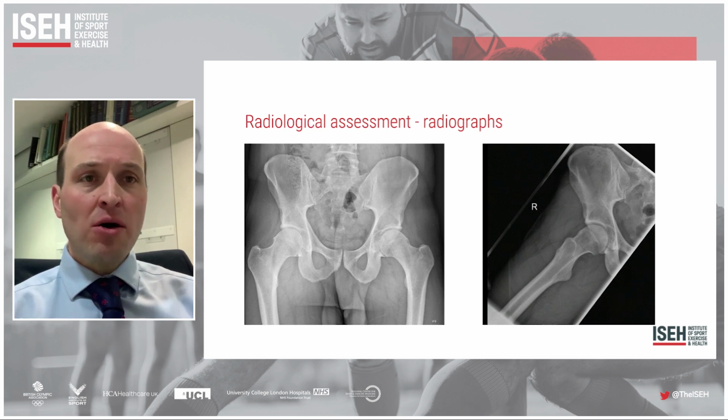You can get an idea of whether there is undercoverage of the hip, as we'll hear about later, instability or dysplasia, and also whether there are signs of secondary degeneration in the hip.